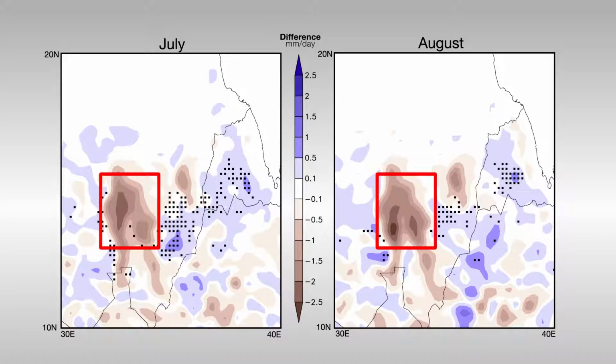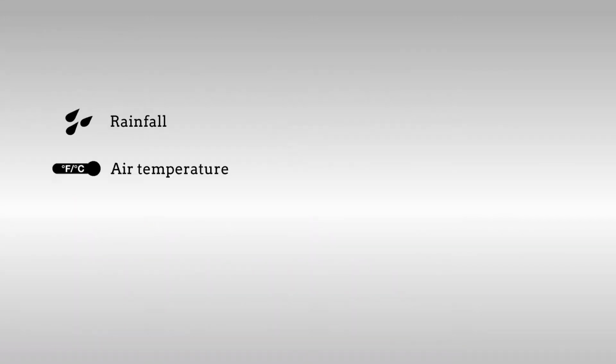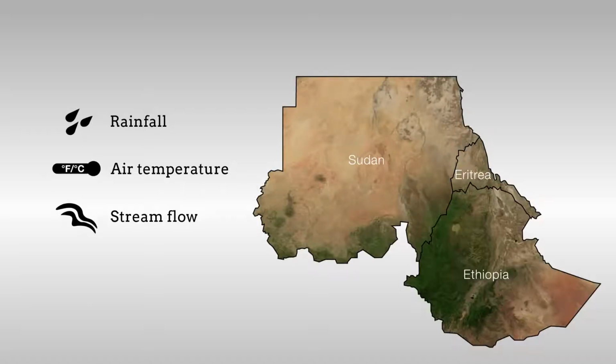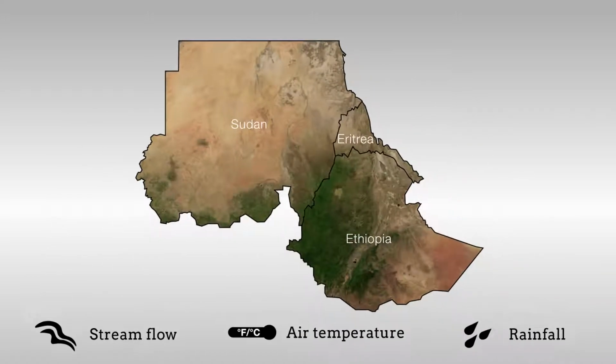For comparison with the modeled results, the researchers evaluated historical ground-based and satellite-derived data for rainfall, air temperature, and streamflow in Sudan, Eritrea, and Ethiopia from before and after a period of rapid irrigation development at Gezira in the 1960s. The measurements suggest that large-scale intensive irrigation is responsible for a number of effects on the local climate.